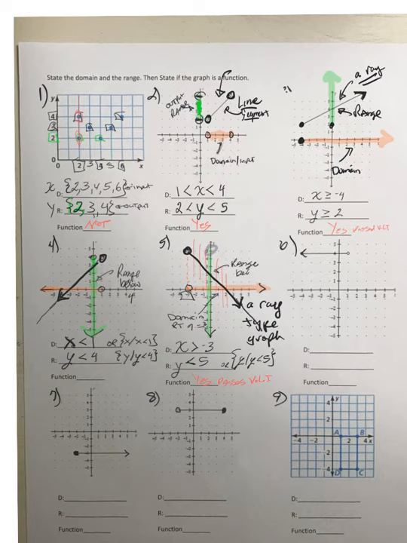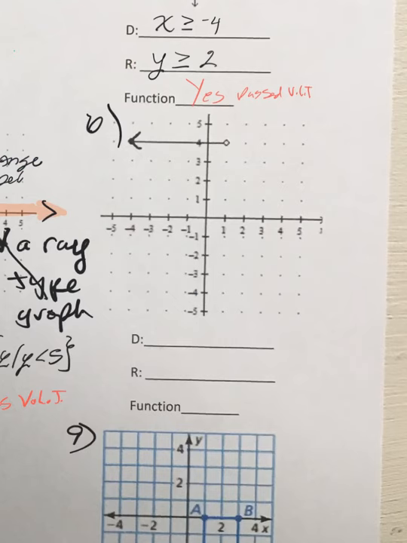Okay, so let's look at number 6. Number 6 is another ray. So you have a beginning, and then it keeps on going forever and ever in one direction. So this type of graph is called a ray type of graph. It has a beginning, and then it keeps on going in one direction.